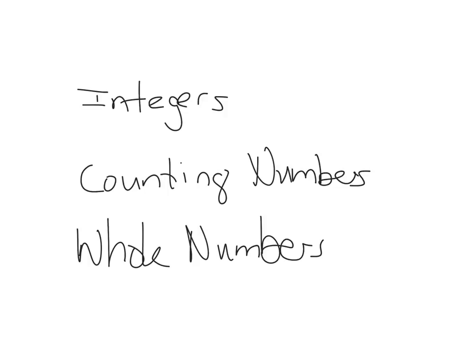First of all, integers are counting numbers and their opposites. So basically, an integer is all numbers. Okay? So you're going to want to make sure you know this. Integers are all numbers.